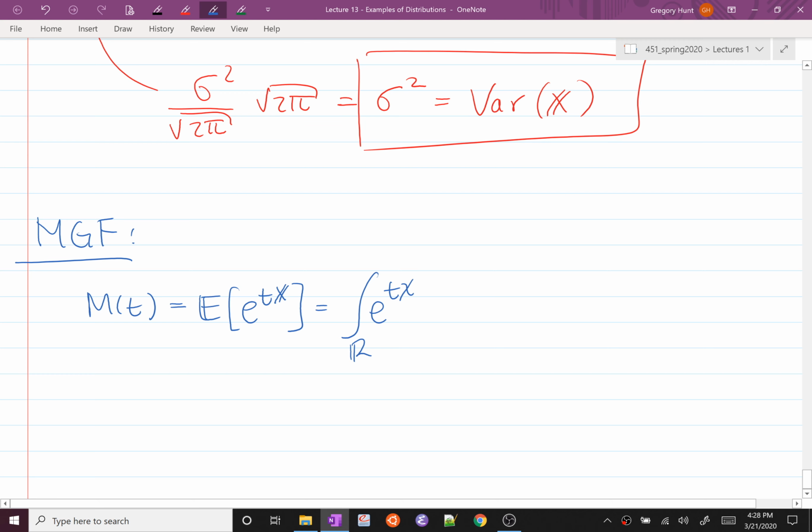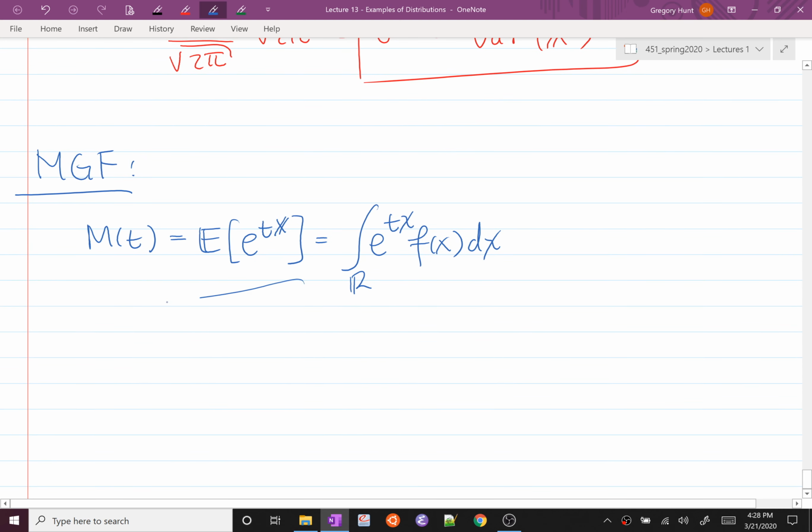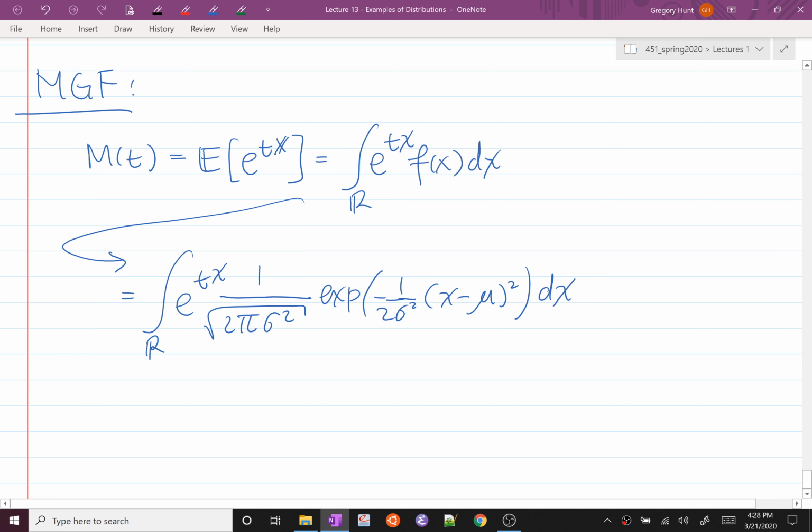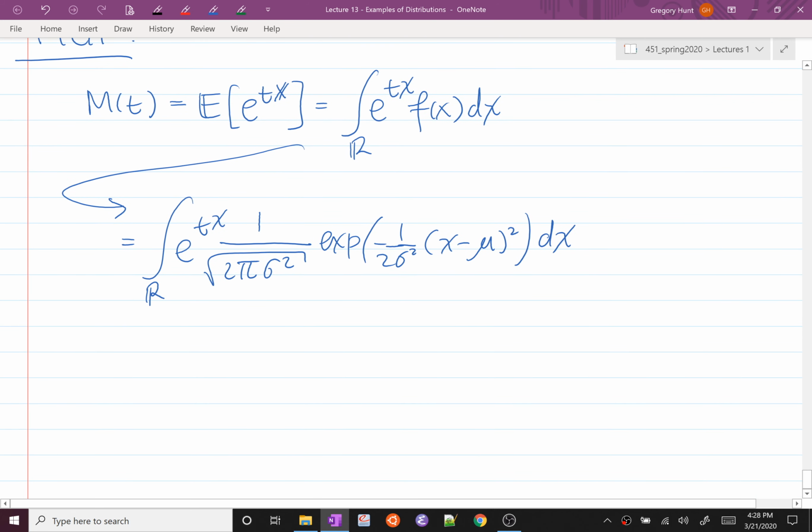We can expand this with the law of the unconscious statistician. This is the integral over R of e to the tx times f of x dx. And we have this somewhat nasty formula for the normal PDF. And that looks like this. Don't forget your sigma squared. And we're integrating with respect to x. So how do we solve this one? Well, we have two exponents here.